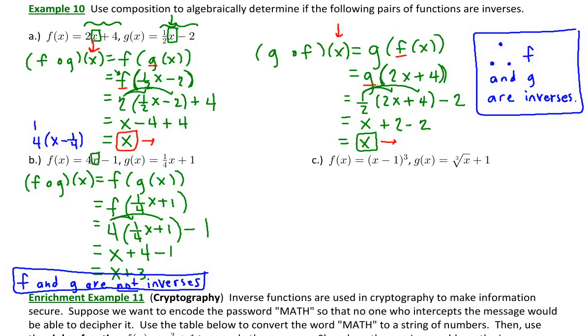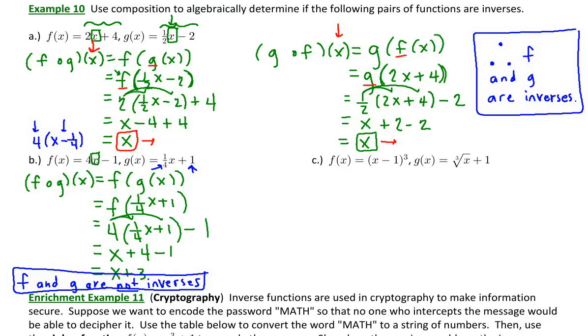So yes, this one multiplies by 4 and this one divides by 4. This one adds 1, but this one subtracts 1/4. So thinking about it in terms of transformations, those are not inverses. If that's a little confusing to you, remember, we just proved it with composition. They are not inverses. Let's try example C.